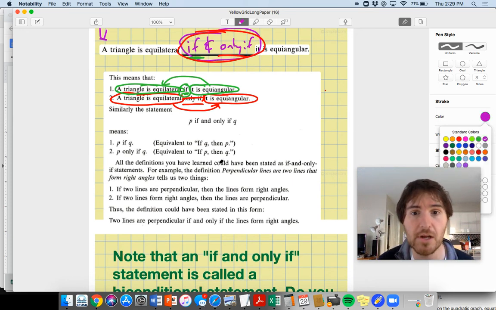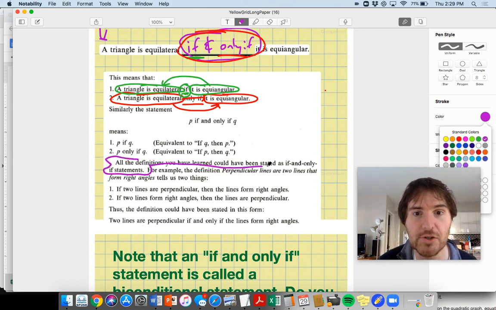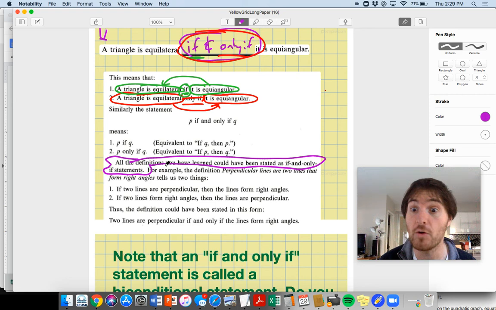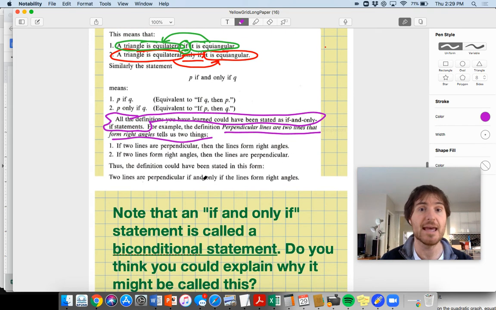One thing I've been telling you all year is that all the definitions you have learned so far could be stated as if and only if statements. Here's a definition: perpendicular lines are two lines that form right angles. It tells us two things. If the two lines are perpendicular, then the lines form right angles. And if two lines form right angles, then the lines are perpendicular.